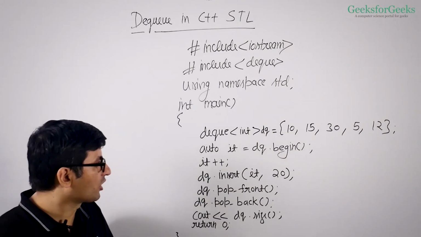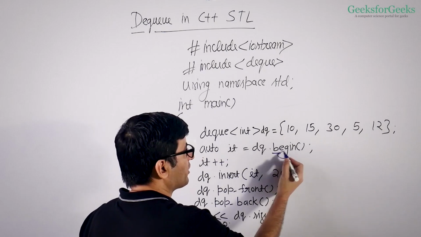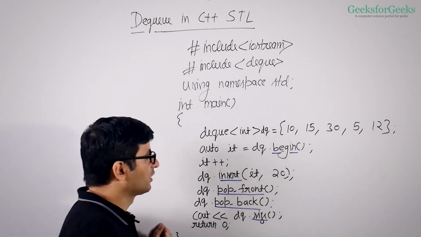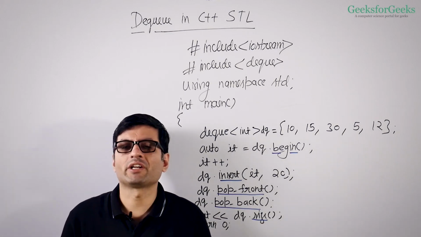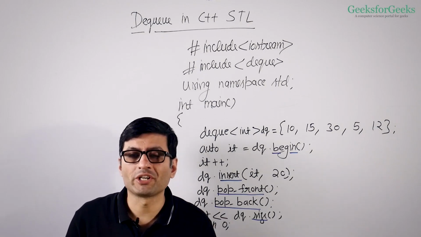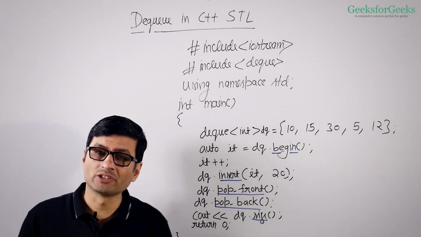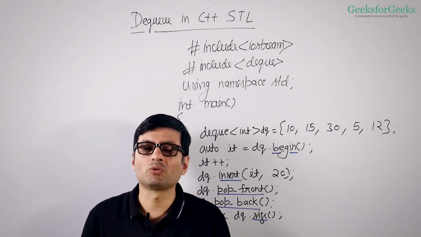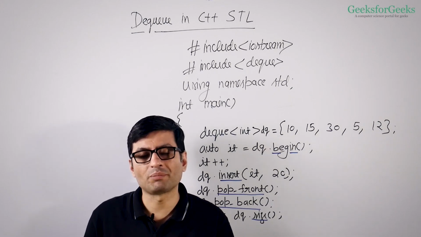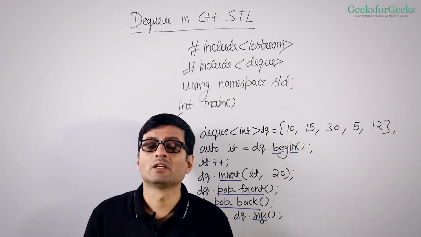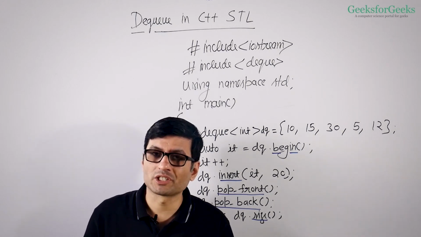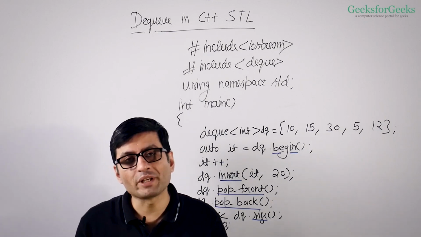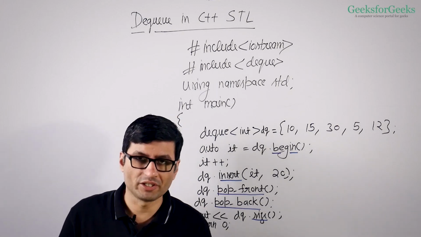Let us take a look at this program. In this program, we are going to demonstrate these functions: begin, insert, pop front, pop back, and size. Like other containers, begin returns you an iterator pointing to the first element. End returns you an iterator pointing to an element beyond the last element. Similar to other containers, there are rbegin, rend, cbegin, cend. Cbegin, cend are constant versions of begin and end. Using these iterators, you cannot modify the elements. Rbegin and rend are reverse iterators.